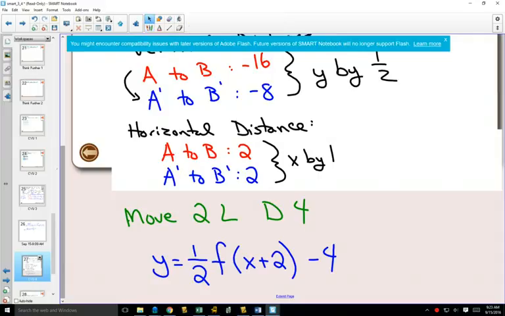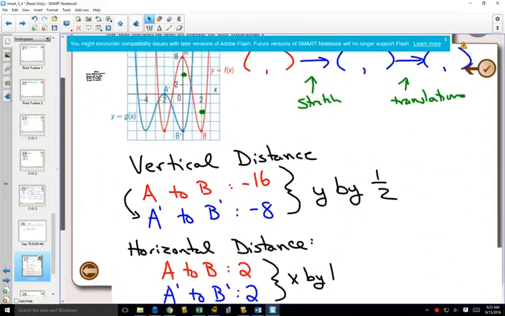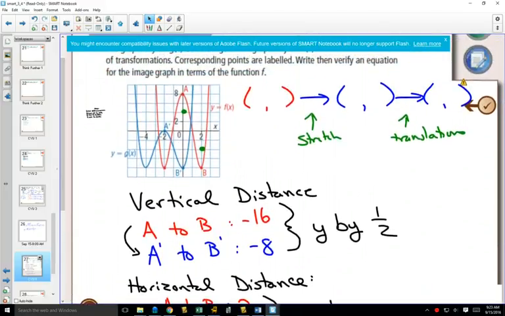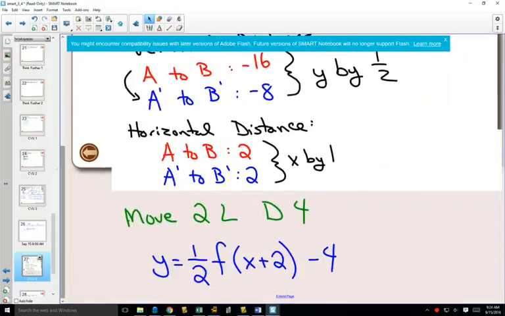So to recap, we did those 4 steps. We found out our vertical and horizontal stretches and compressions first. Then we graphed what would happen to our points A and B after that. That helped us find where A prime and B prime would be. And then we could write our equation. All right, let's try question number 9.